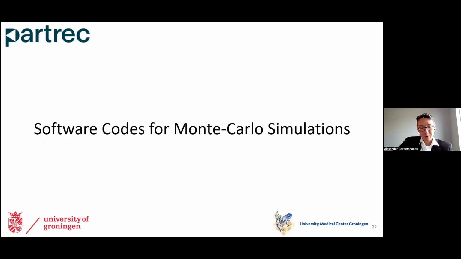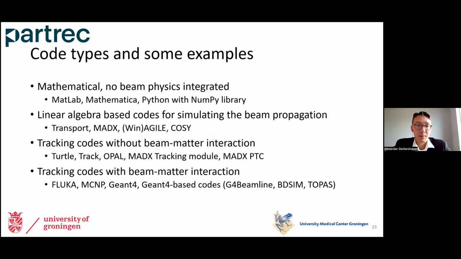Okay, and we're progressing well. So now I can switch to the software codes which are used for Monte Carlo simulations. So there are basically 4 types of codes, and I show here, by the way, for every type only a limited number of examples. So this is by far not an exhaustive list. So you have mathematical codes where no beam physics is integrated. And if you want beam physics to be integrated, you have to do it yourself. So this includes MATLAB, Mathematica, or Python, very popular these days. There is a NumPy library, which is very powerful.